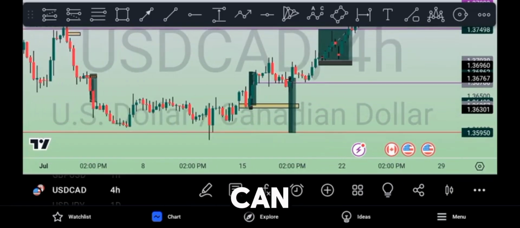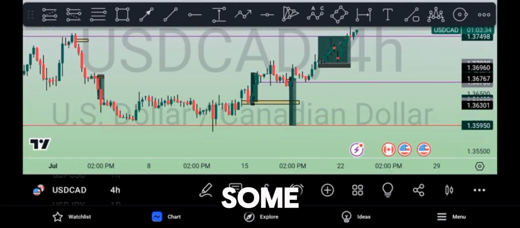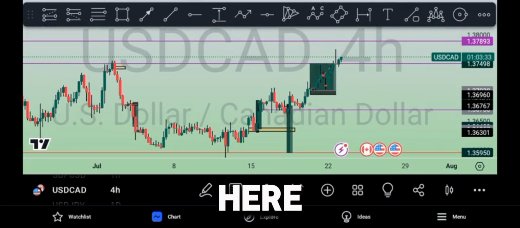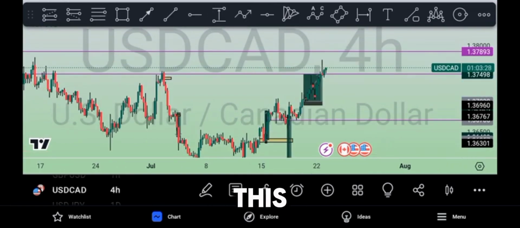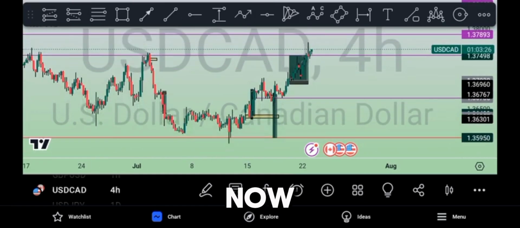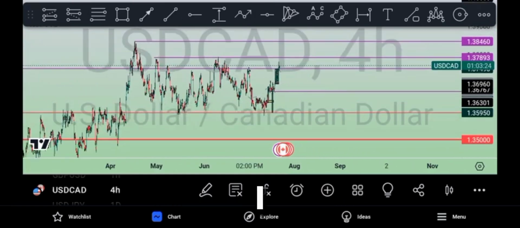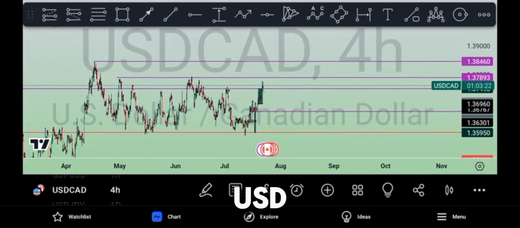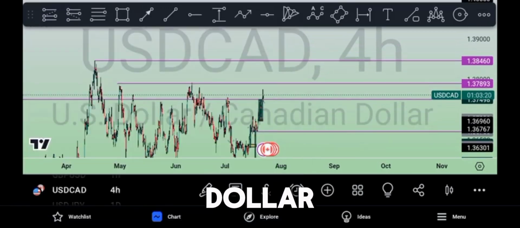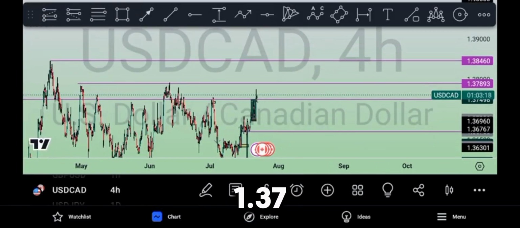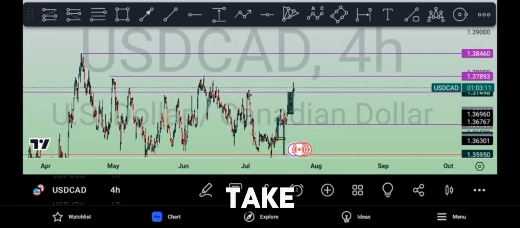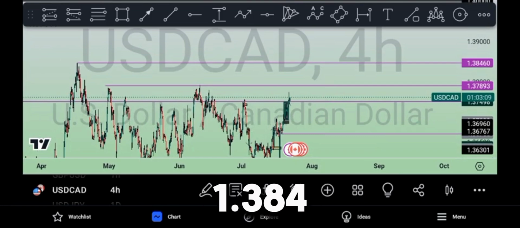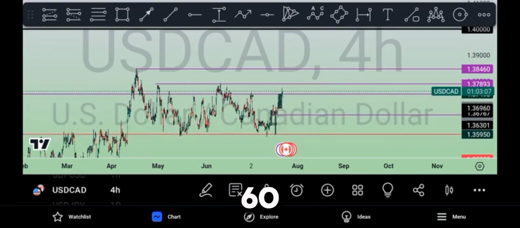Now, as you guys can see, these are some trades I took right here. This is the most recent trade I took on this pair. Basically, I am calling USD Canadian dollar to 1.37893, which is the neckline of the W pattern. And if we take out that level, we'll be heading for 1.38460.